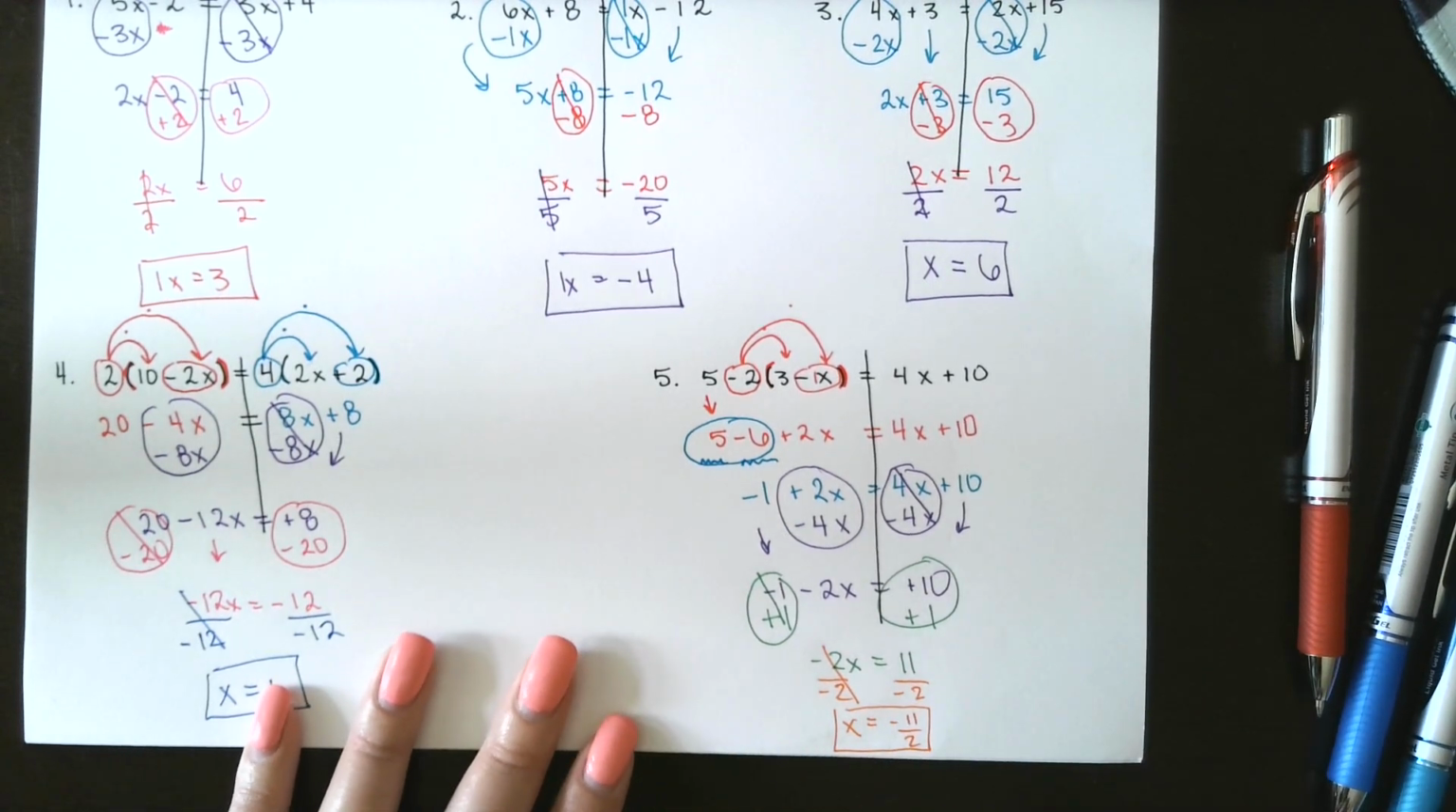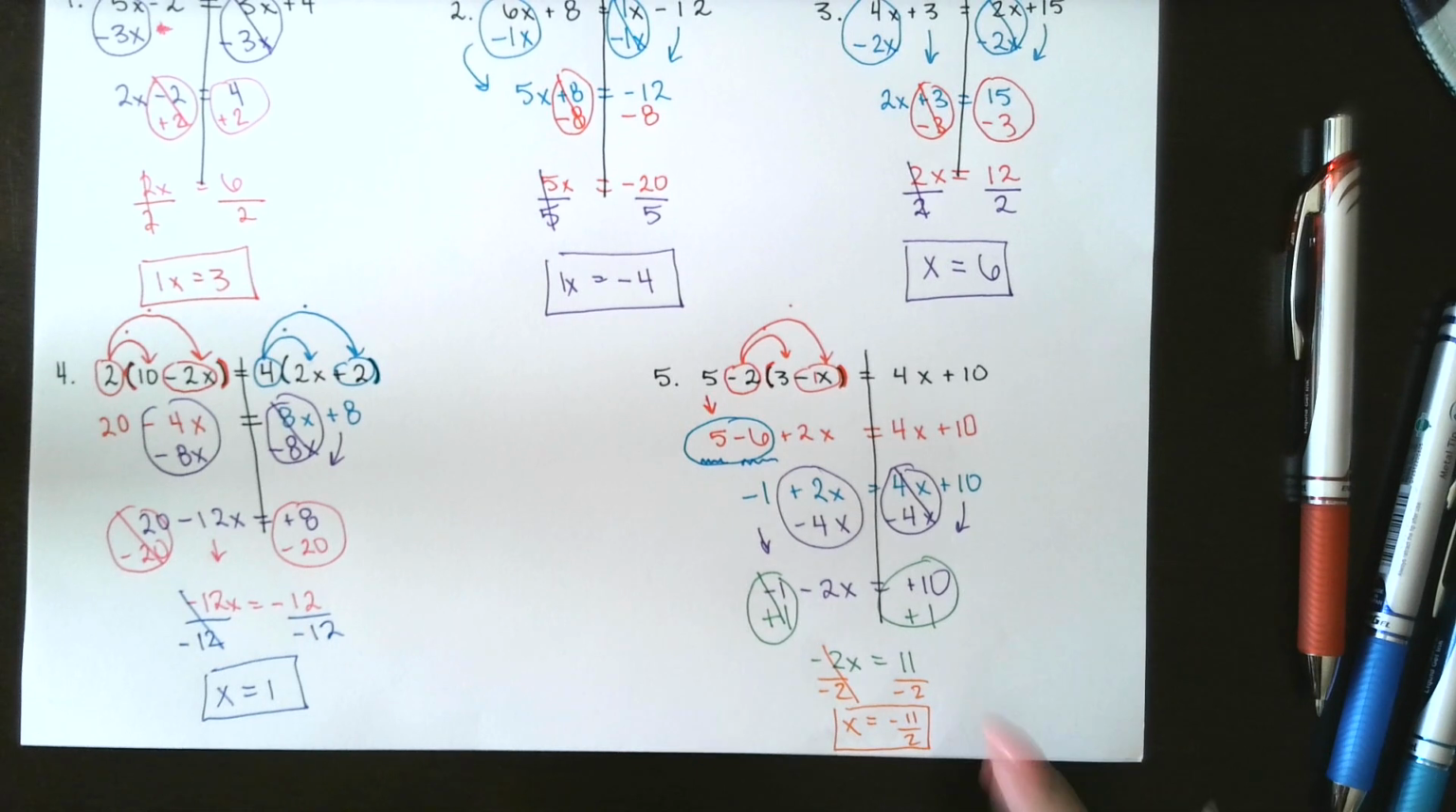Now that x is by itself, I am done. Even though we got a fraction, that's okay. They're not bad. Sometimes that's just what your answer looks like, and you didn't do anything wrong just because it doesn't look like the others.